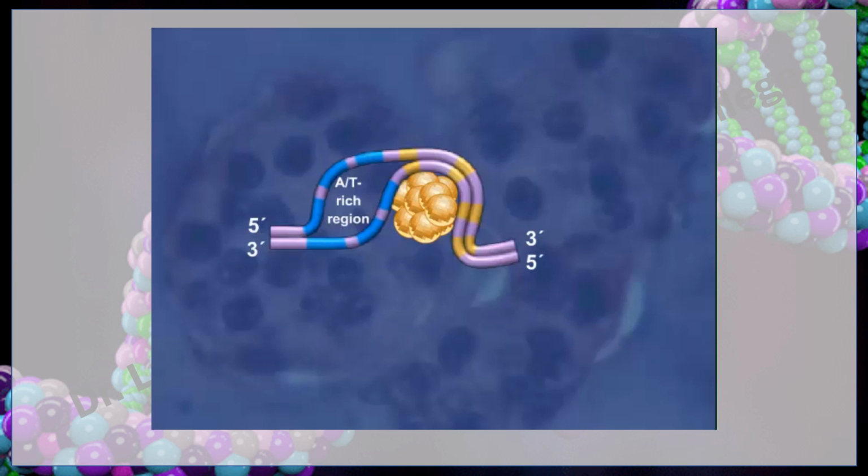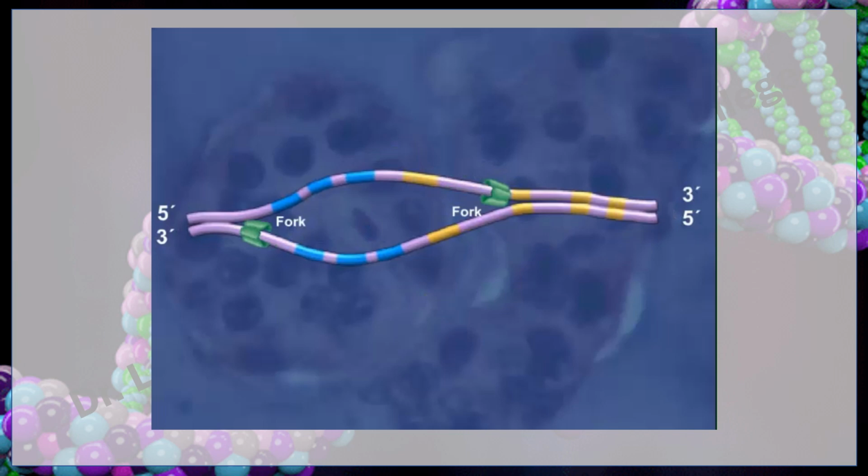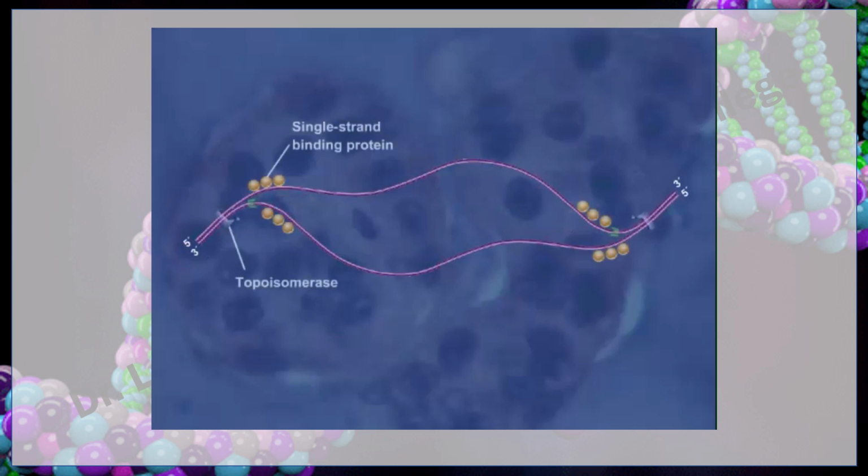The replication bubble in the DNA molecule is opened further by helicase, and the replication forks at each end of the bubble are expanded. Single-strand binding proteins then attach to each single-stranded DNA molecule to stabilize the open bubble, and subsequently topoisomerases bind to relieve the supercoiling of the double-stranded DNA created by the unwinding of the strands.